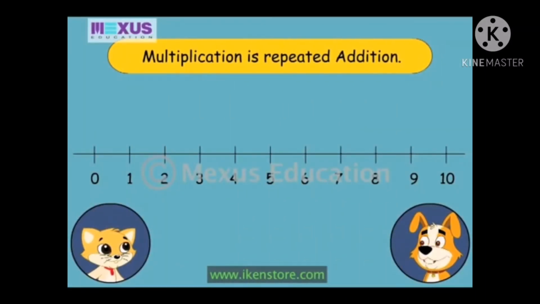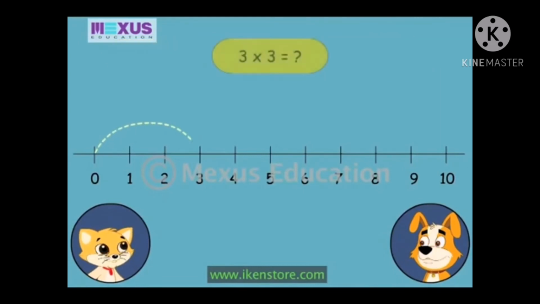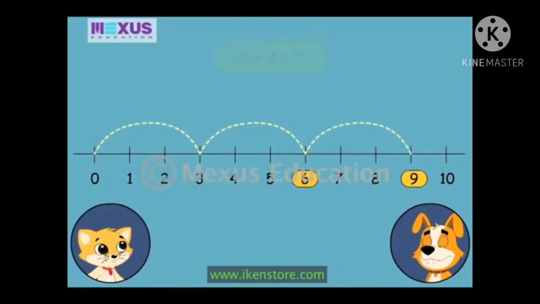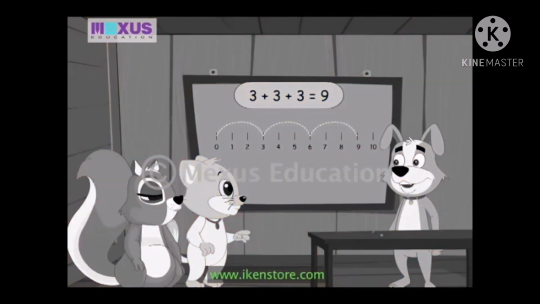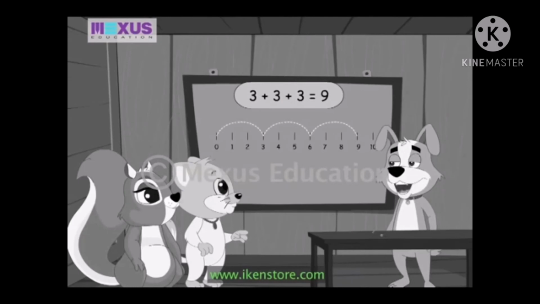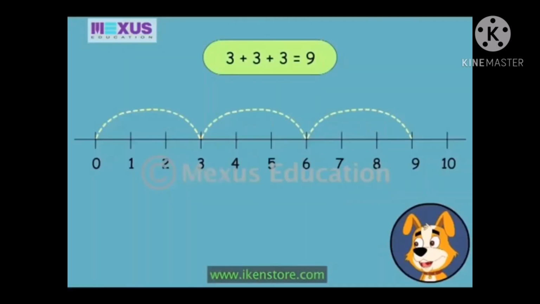Now let's multiply 3 times 3. This arc has jumped from 0 to 3. This arc has jumped from 3 to 6. This arc has jumped from 6 to 9. When 3 is multiplied by 3, the answer is 9. It's like adding 3 to itself 3 times. The arcs have jumped all the way from 0 to 9 in steps of 3 each. This is like saying 3 times 3 is equal to 9.